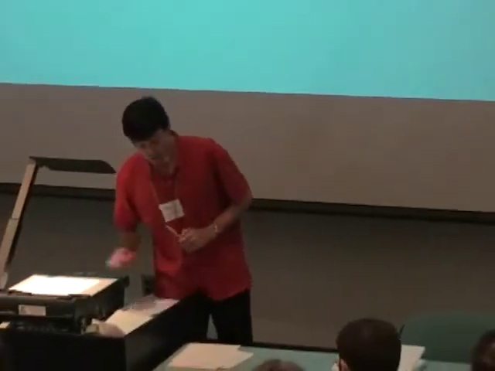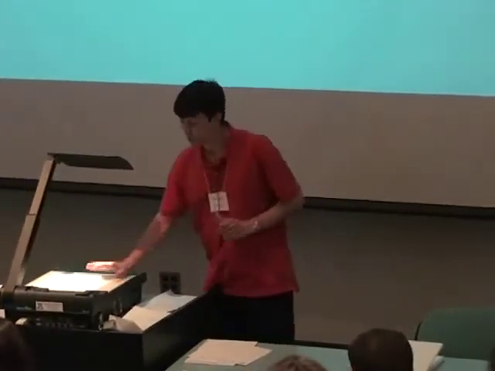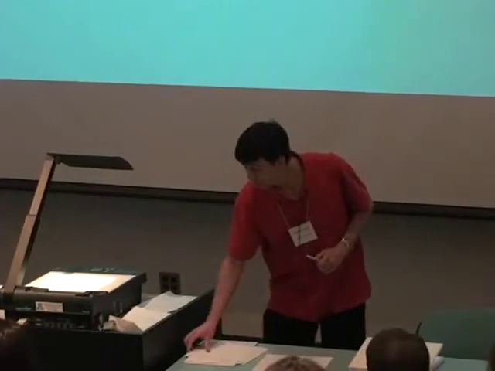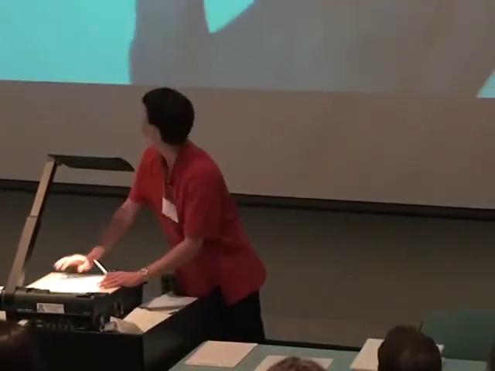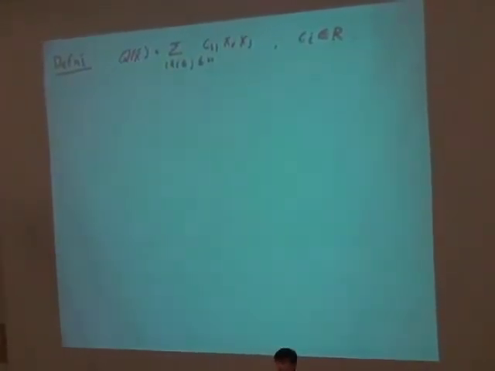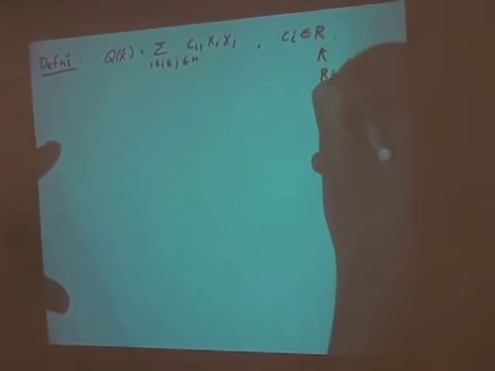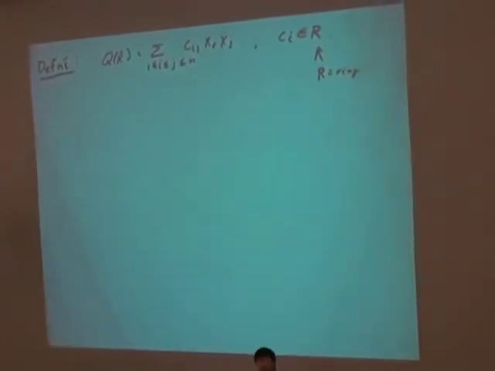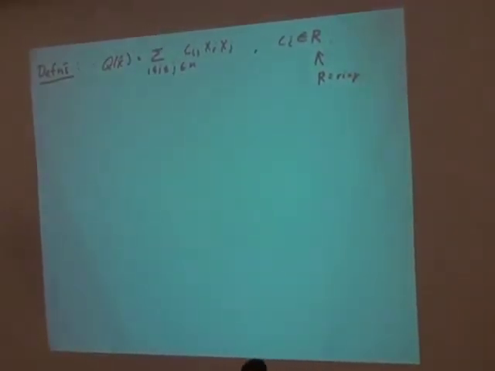Okay? So I have to define what I'm talking about. So quadratic form. By a quadratic form, I'm going to mean a homogeneous polynomial of degree 2 with coefficients in some ring, R. We will often take R to be, so R is some ring, but I'm really going to think of it as the ring of integers of a number field. Okay, that's going to be my favorite example.